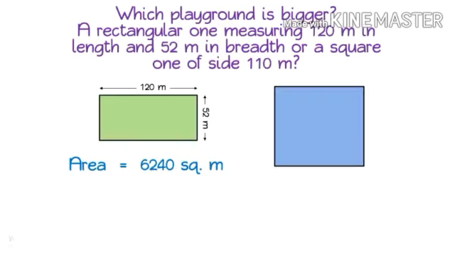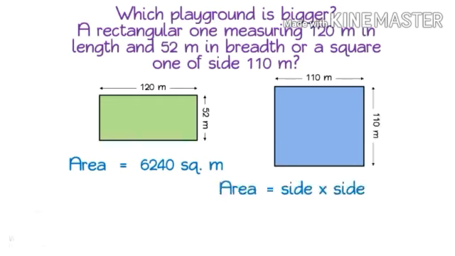Now, let us consider the area of the square ground. It has a side 110 meters. The area of a square ground is side into side. We put in the values, that is 110 meters into 110 meters, and find the area. The area of the square is 12,100 square meters.